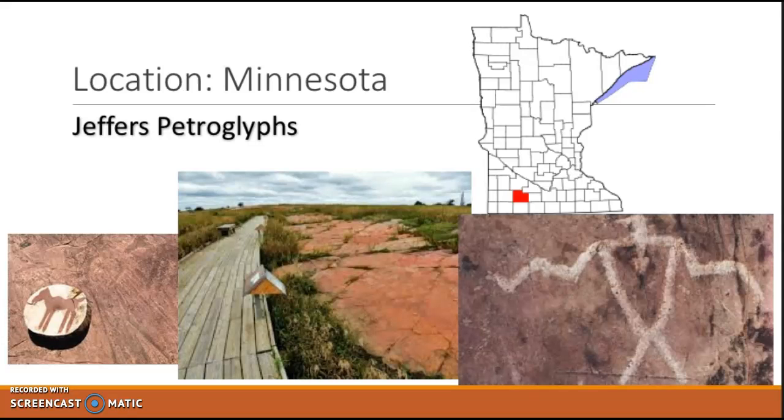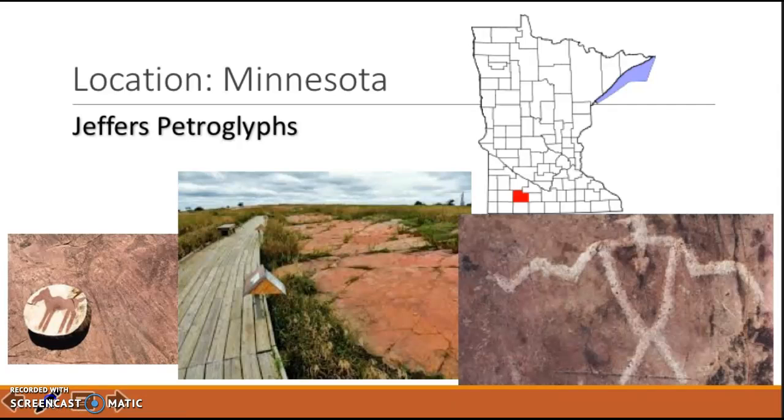From Mankato, it's a little bit over an hour. The petroglyphs date back 7,000 years, and some of them are as recent as 250 years ago, and there are more than 4,000 different images.